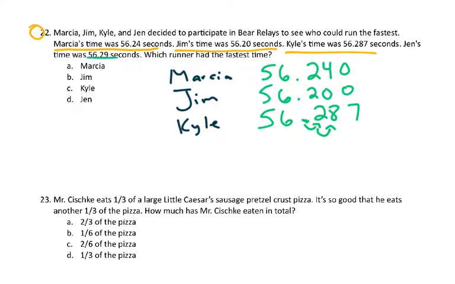We have one more person to look at. Let's look at Jen's time. It's 56.29. We should be able to see, since that's actually the slowest time so far, that it's already going to be Jim, B.